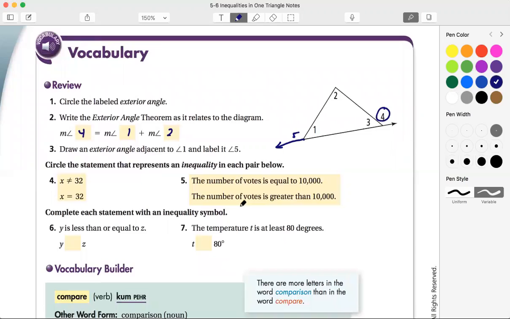All right, circle the statement. Oh, that's 1, so that works there. We could have also drawn that one, couldn't we have? Circle the statement that represents an inequality in each pair below. An inequality: x is not equal to 32. The number of votes is greater than 10,000. Y is less than or equal to z. The temperature is at least 80 degrees would be T is greater than or equal to 80 degrees.